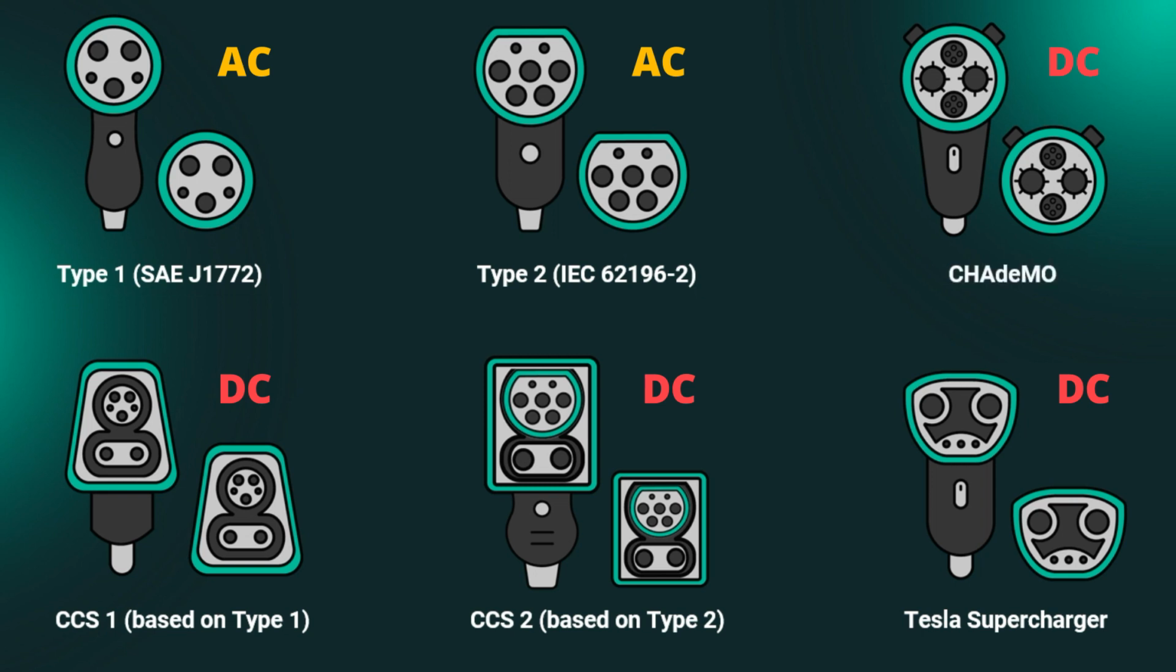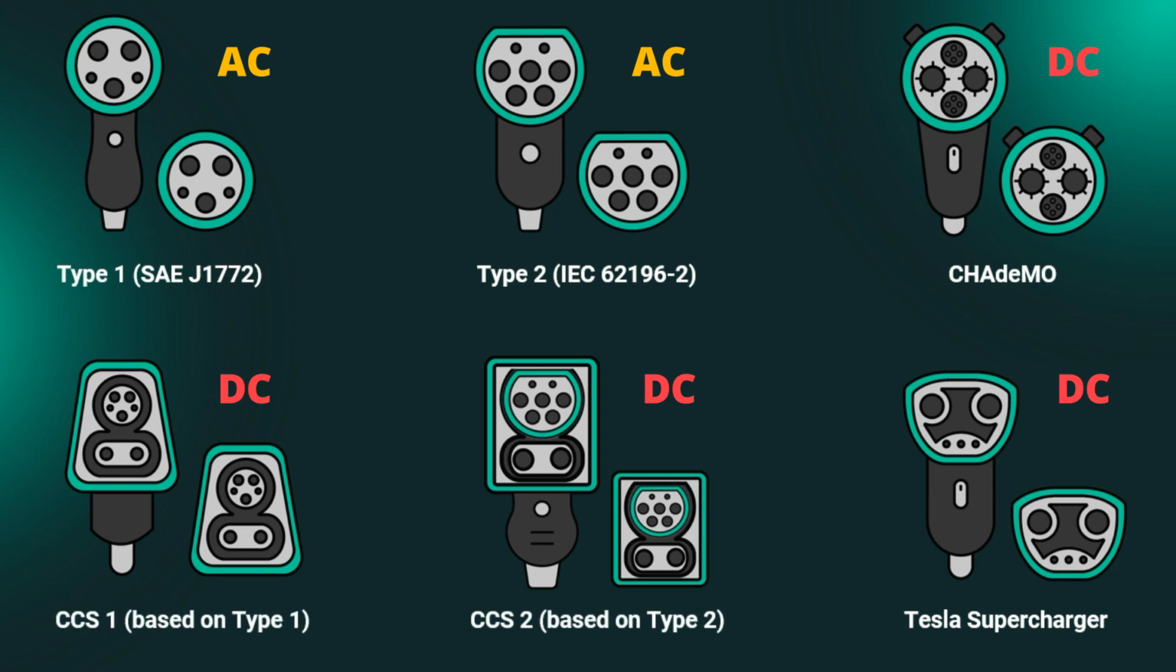CHAdeMO. The 2-pin DC connector was developed with the cooperation of major Japanese automakers with TEPCO. It can be used to charge most Japanese, American and several European electric vehicles. It is designed for use in powerful DC charging stations in mode 4 to charge up the battery to 80% in 30 minutes at a power of 50 kilowatts. It is designed for a maximum voltage of 500 volts and a current of 125 amps with a power of up to 63 kilowatts, but the revised CHAdeMO 2.0 specification allows for up to 400 kilowatts.